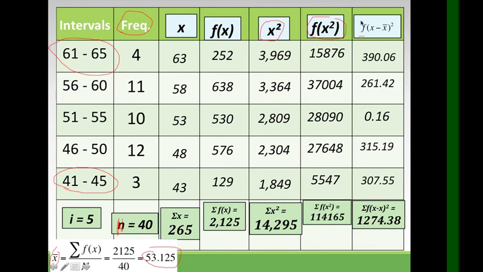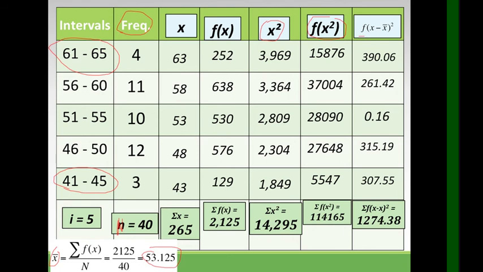Actually, pwede mo naman siyang i-type ng buo sa calculator mo kung meron kang scientific calculator. Like, for instance, kung ang F mo ay 4, so ita-type mo 4, open parenthesis, 63 minus 53.125, close parenthesis, and then click squared, and you will get 390.06. Ganon din naman yung makukuha mo. Again, always remember that when you are solving this one, round off your answer to nearest hundredths. Okay, depende yun sa prof mo kung gusto niya is 4 decimal places.